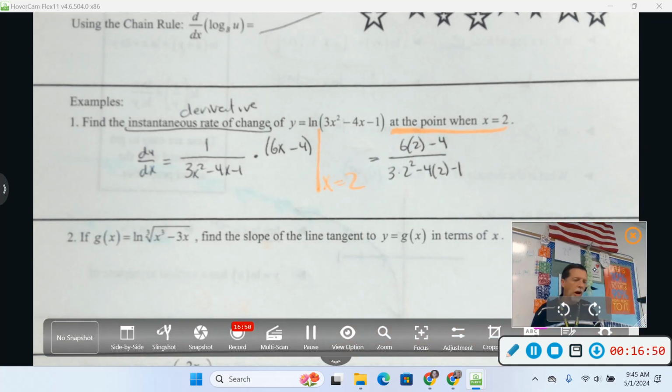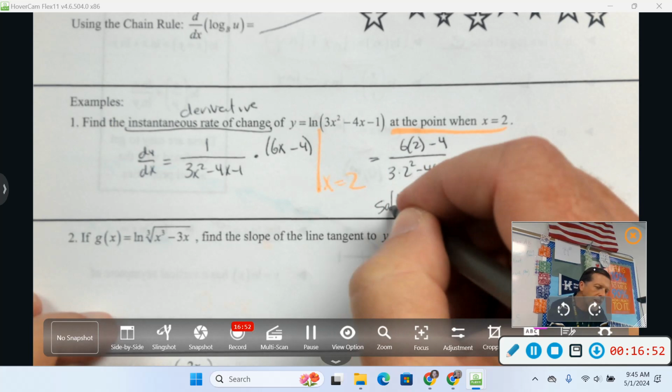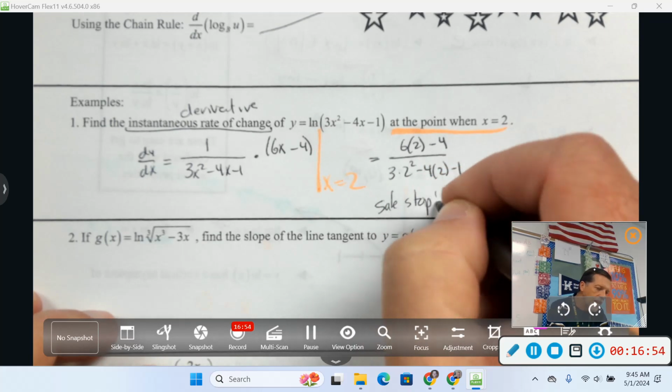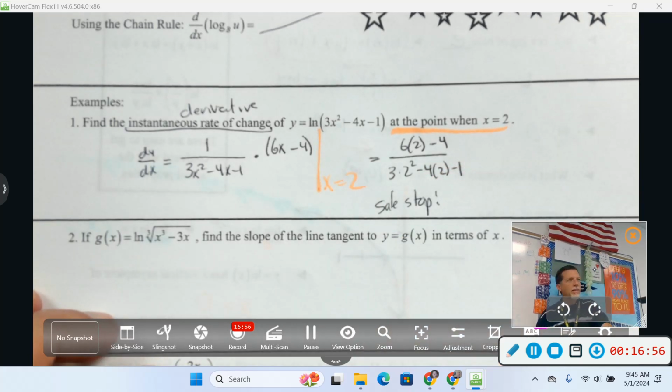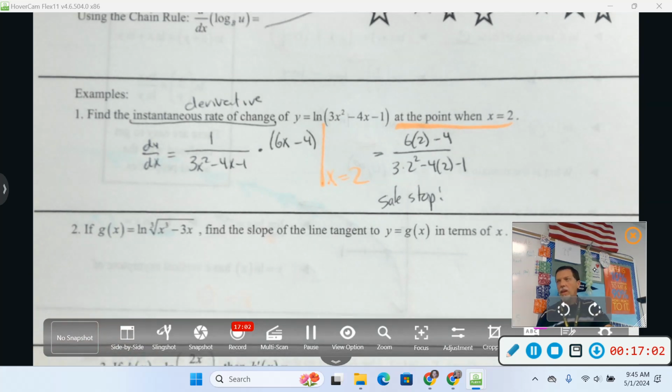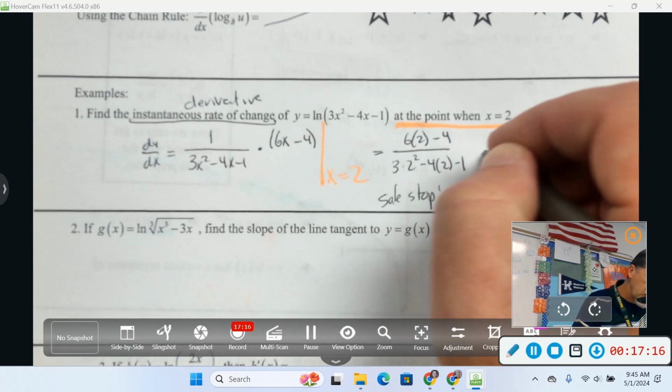And since we're doing calculus now, that's a safe stop. As weird as that looks, that's a safe stop. In pre-cal, that's not a safe stop.